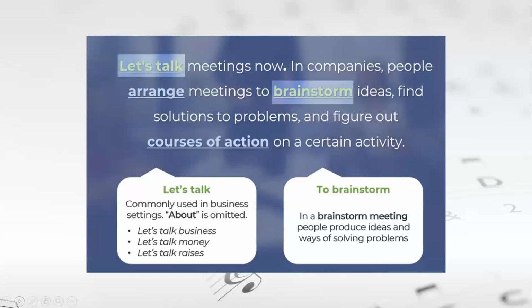Let's talk meetings now. In companies, people arrange meetings to brainstorm ideas, find solutions to problems, and figure out courses of action on a certain activity. "Let's talk," commonly used in business settings, "about" is omitted. Let's talk business. Let's talk money. Let's talk races. To brainstorm: in a brainstorm meeting, people produce ideas and ways of solving problems.